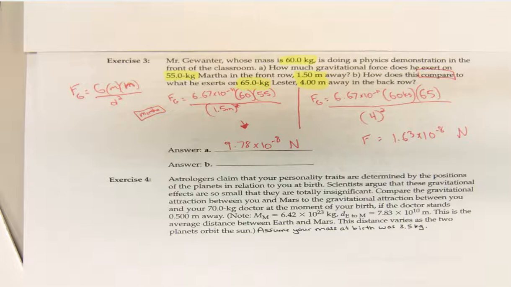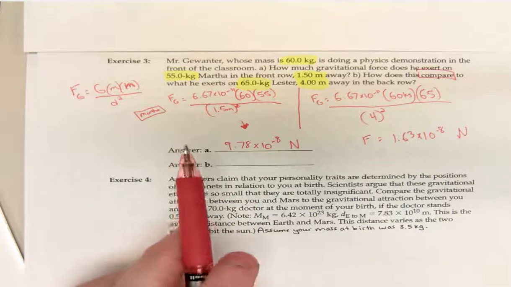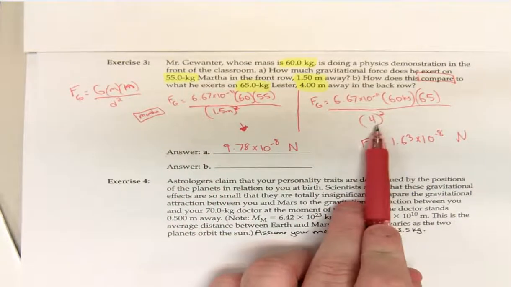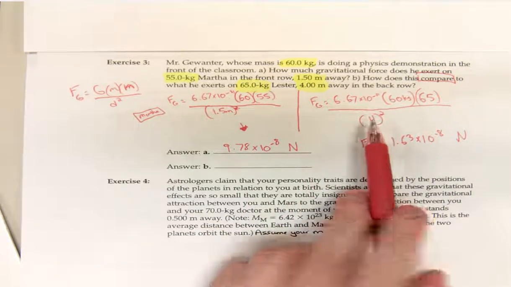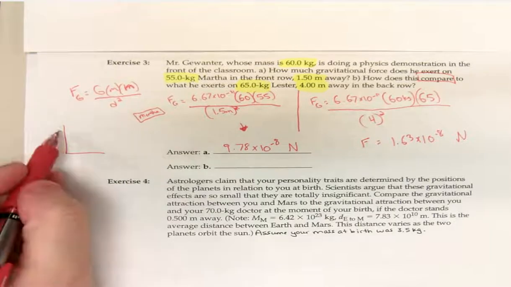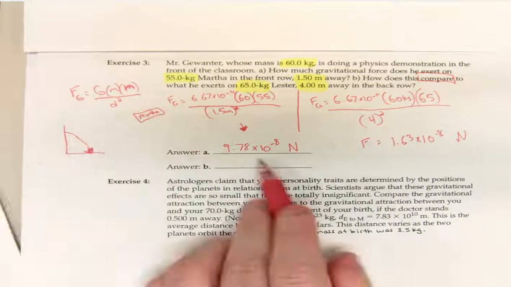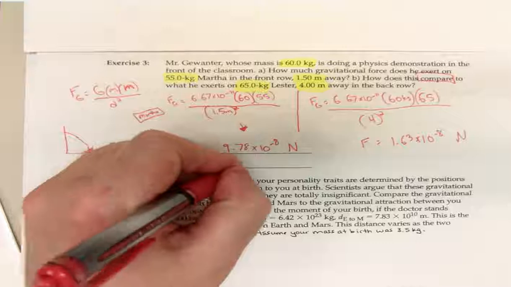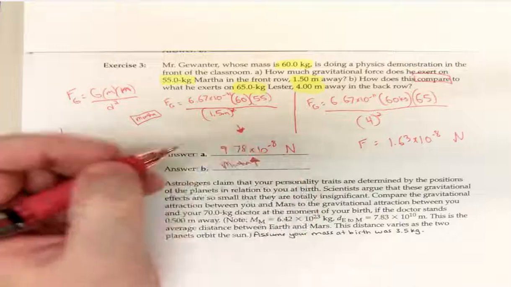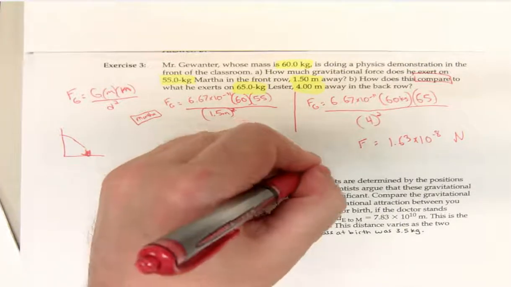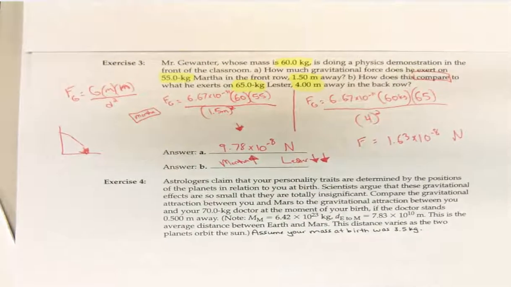Well, it looks like Martha has a larger force than Lester, which makes sense because Lester is quite a bit further away. Even if his mass is greater, 65 compared to 55, his distance makes that gravitational force, if this is our graph, drop off a lot. Bam. Plummet, right? That's why, if you compare, his is way, way down. Martha equals much higher. Lester equals much lower. There we go. Exercise 3, complete. Success.